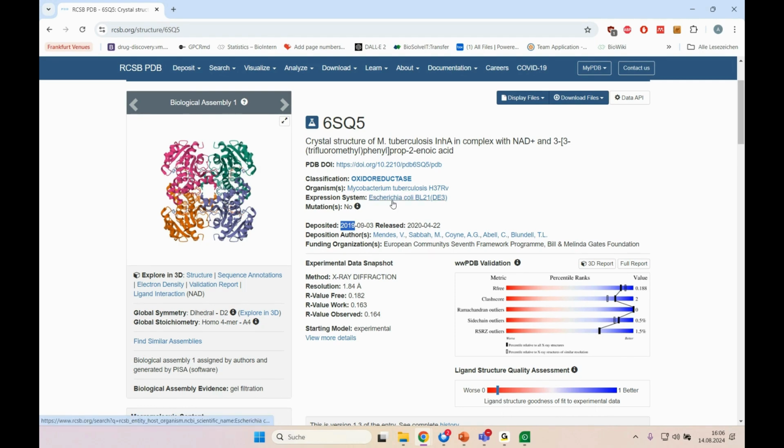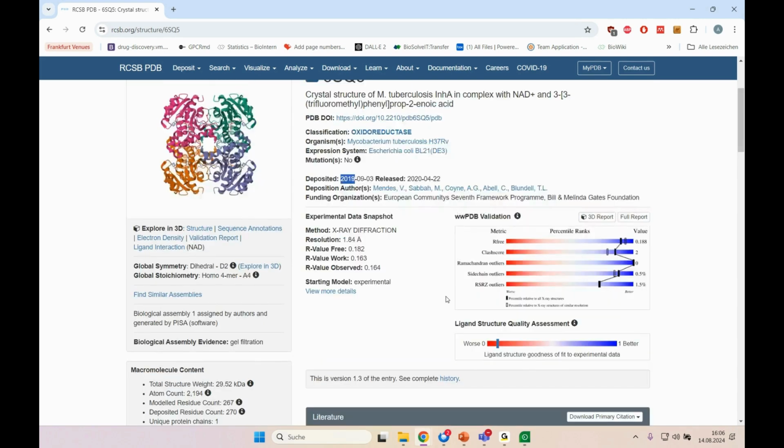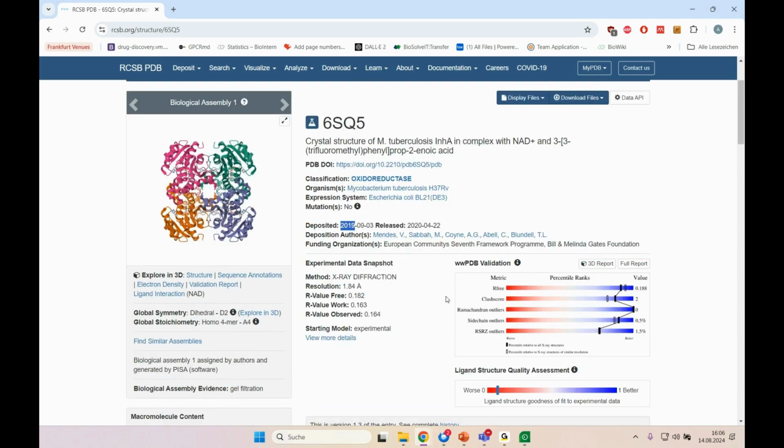Expressed in E. coli, that's cool. And it's from Mycobacterium tuberculosis, as you have already said. Yeah, seems like a reasonable structure to work with. I wouldn't even go further to double check everything here, like the electron density maps. So I'll just blindly trust the structure for the moment, for the sake of accelerating things a little bit.